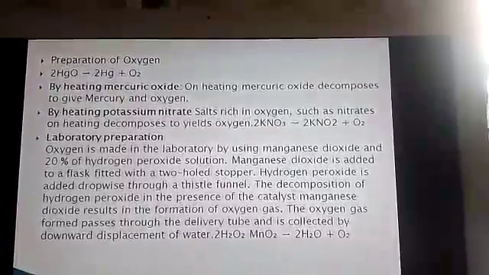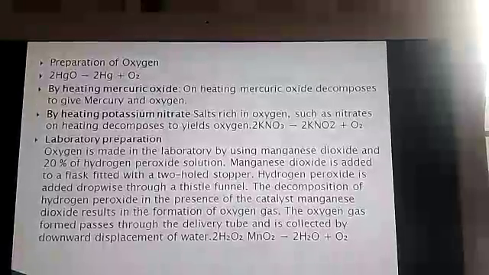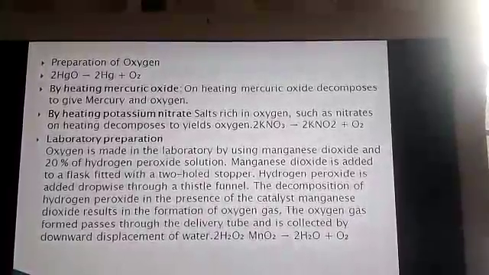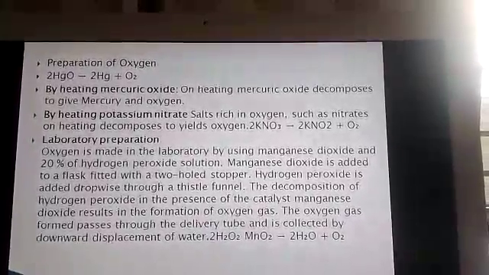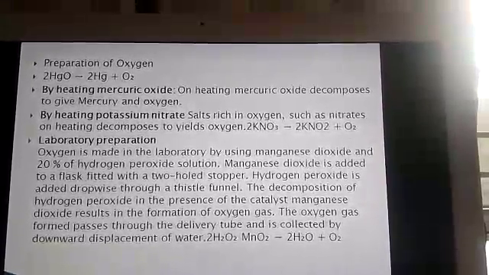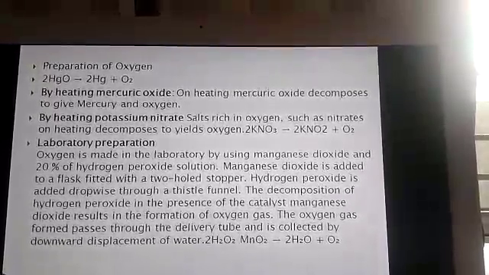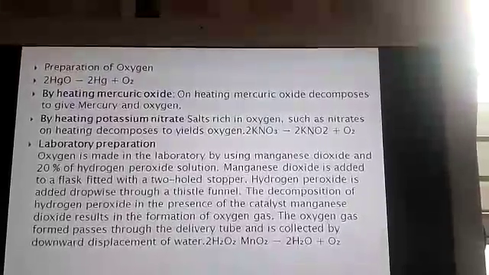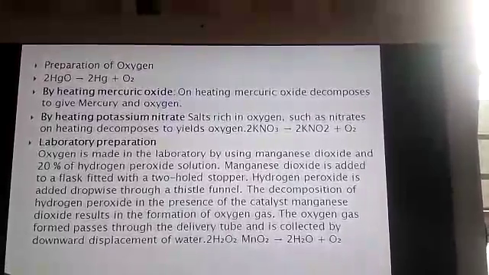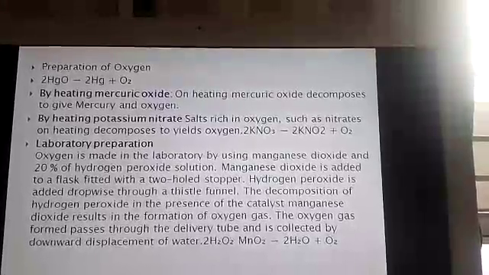So in the laboratory, how will oxygen be prepared? Oxygen is made in the laboratory by using manganese dioxide and 20% hydrogen peroxide solution. Manganese dioxide is added to a flask fitted with a two-hole stopper. Hydrogen peroxide is added drop-wise through a thistle funnel. The decomposition of hydrogen peroxide in the presence of the catalyst manganese dioxide results in the formation of oxygen gas. The oxygen formed passes through the delivery tube and is collected by downward displacement of water.